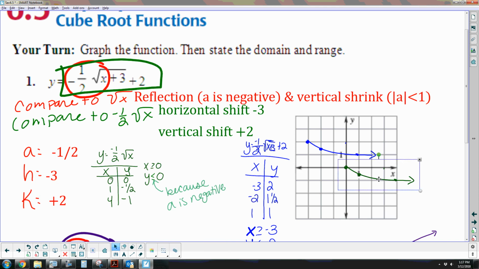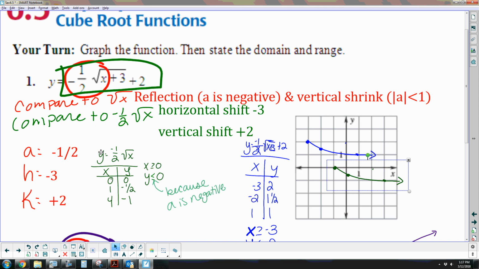So here's our original graph of y equals -1/2 times the square root of x. It goes to the left 3 units, and it goes up 2 units. And you can actually plot out coordinates for that new graph by adding or subtracting 3 units from your x value, so 0 becomes -3, and adding 2 units to your y value, so 0 becomes +2.